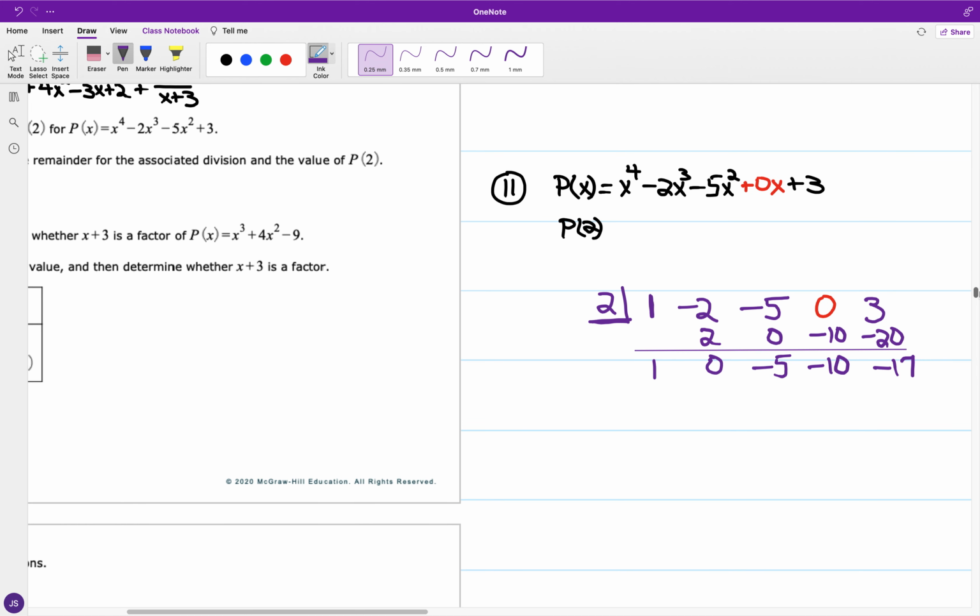So just looking at what we have now, we're going to have the last column total. So the remainder is negative 17.